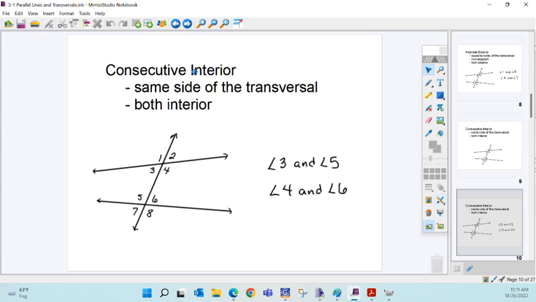So I think the vocabulary is going to be good for you. You just have to study a little bit and make sure you know what they're called. Miss Dowdy, did we skip alternate exterior? We did not. Alternate exterior would be 2 and 7 and 1 and 8. Then what was alternate interior? Alternate interior would be 3 and 6 and 4 and 5. Okay.